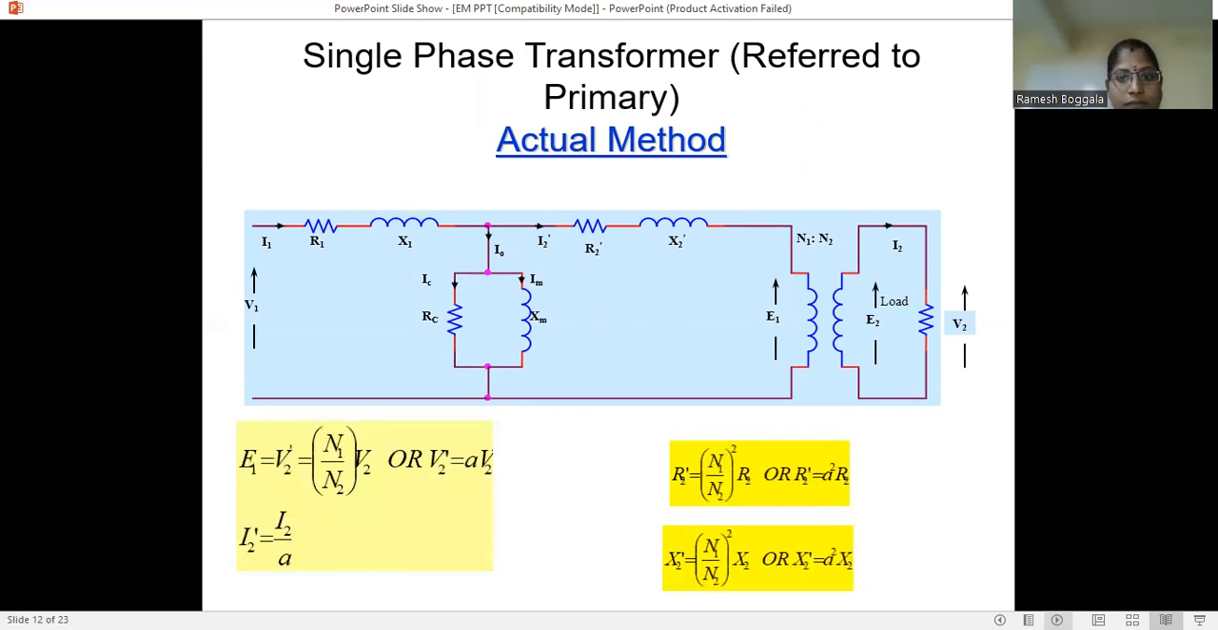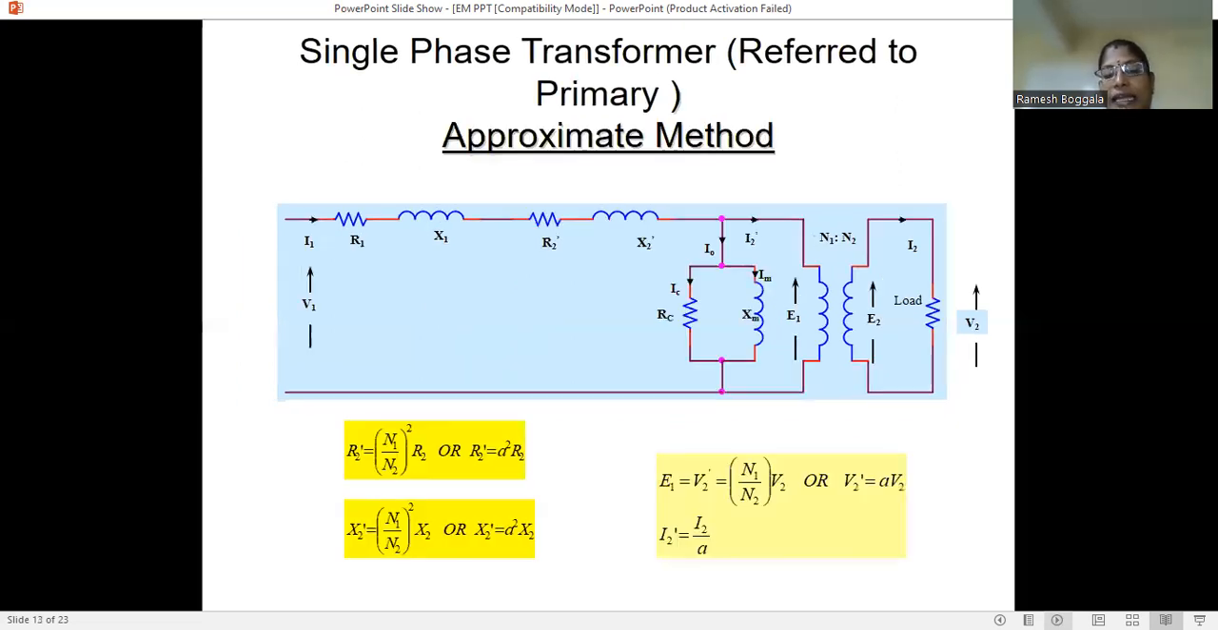Okay. So how to refer to primary? This is the refer to primary circuit. Refer to primary circuit means R2 and X2 are moved to the primary side, that is, R2 dash and X2 dash. So E1 is equal to V2 dash, that is equal to N1 by N2 into V2, or otherwise V2 dash is equal to K, that is A, into V2. Same as it is, I2 dash is equal to I2 by A. So this is the exact circuit referred to primary.